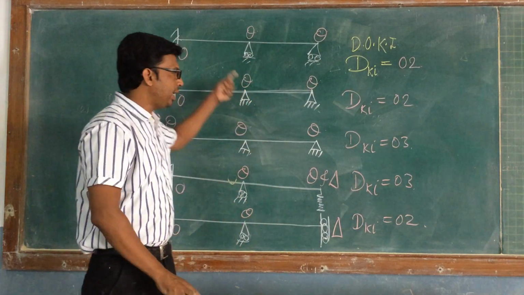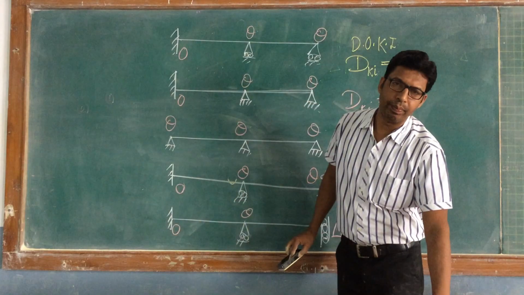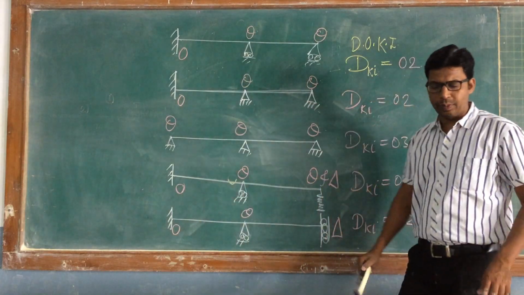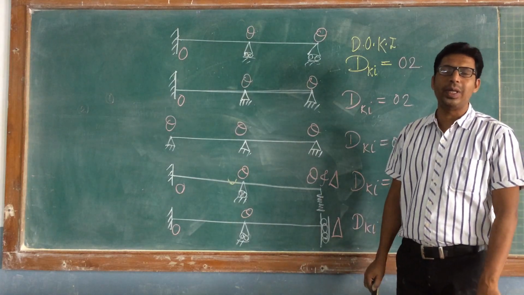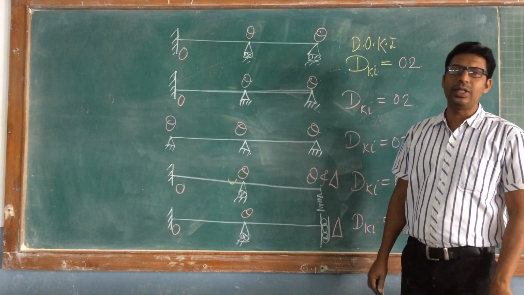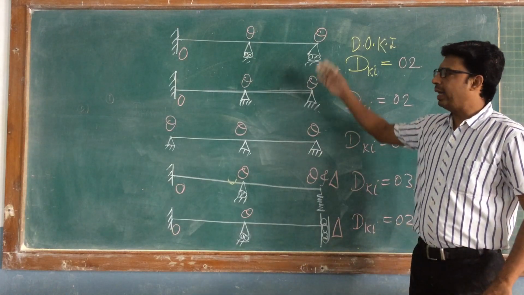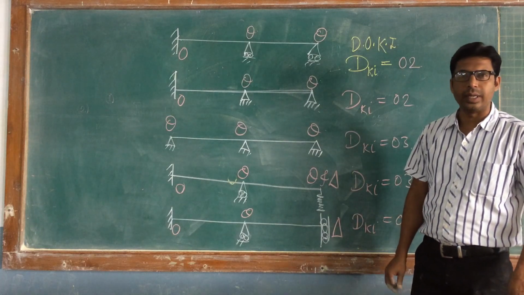So like this you have to calculate the degree of kinematic indeterminacy of the given beam. It is the very first step when you start the solution of a continuous beam using the stiffness matrix method. The very first step is to write down the degree of kinematic indeterminacy of the given beam. So like this you can find out the degree of kinematic indeterminacy.